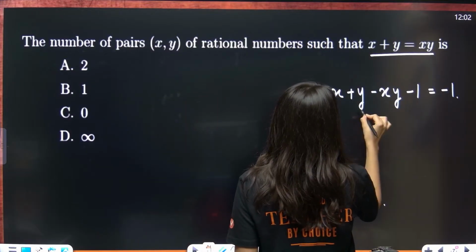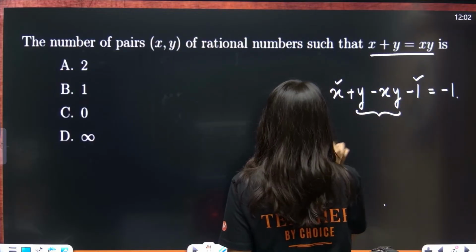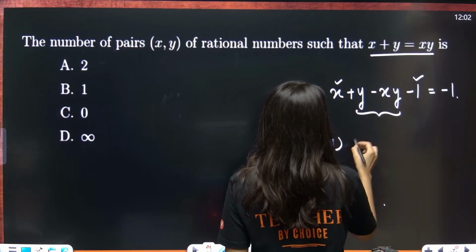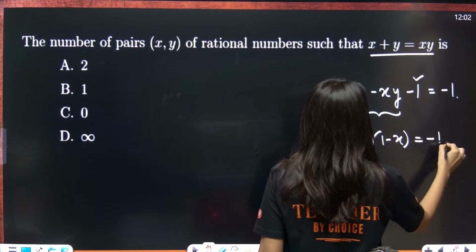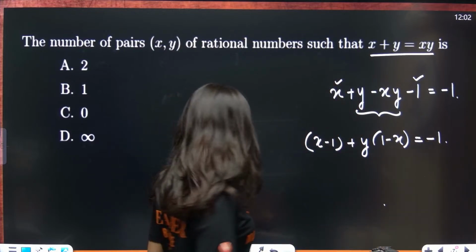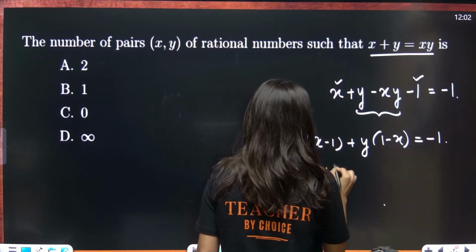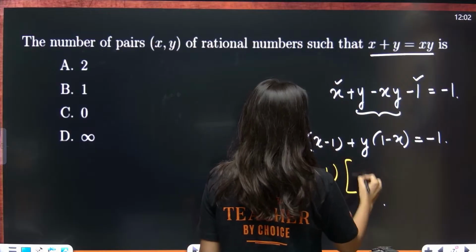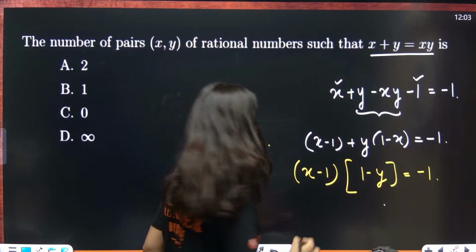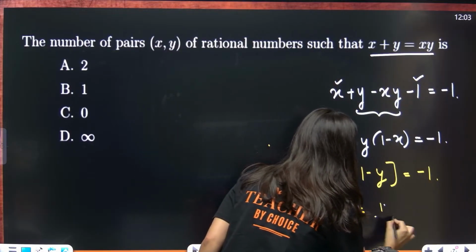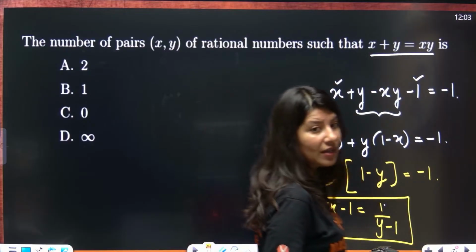Now I am going to take y common. These two I am keeping together, x minus 1, and over here, if I take y common, it is 1 minus x, which is going to give minus 1. Now from the bracket I am going to take x minus 1 common, so I get 1 minus y, and that is going to be minus 1. Now shifting y to the left-hand side, x minus 1 is equal to 1 upon y minus 1. This is your relation.